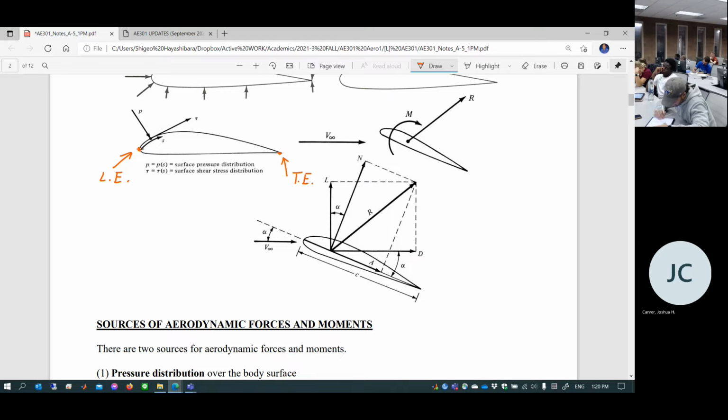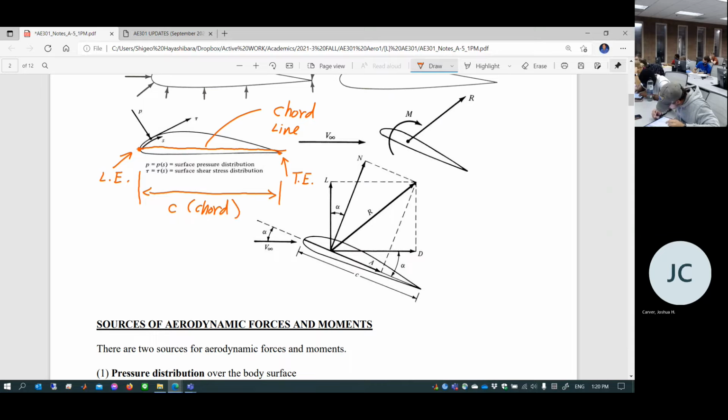You can connect that leading edge to trailing edge with a straight line. Assume this is straight, okay? This is called chord line, and the length of the chord is called chord. We oftentimes use C for chord. So you can choose any location along this chord line, and then you can determine resultant of force and resultant moment at any location. That's the beginning of our analysis of 2D airfoil aerodynamic forces and moments.